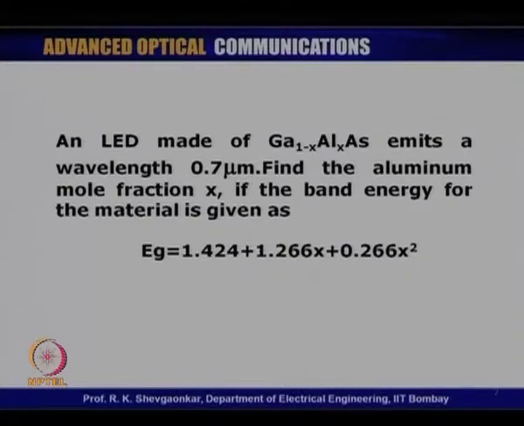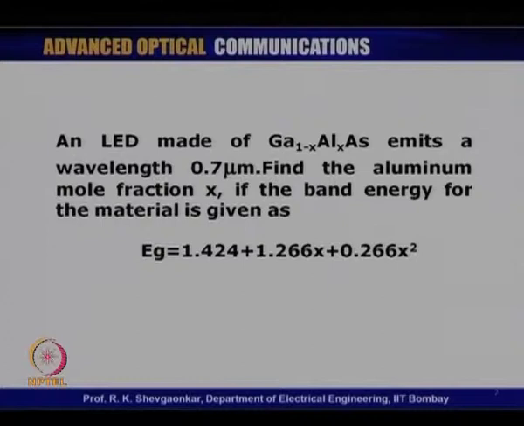The problem says that this material, gallium 1 minus x aluminum x arsenic, emits a wavelength of 0.7 micrometer. Find the aluminum mole fraction x if the band gap energy for the material is given as 1.424 plus 1.266 x plus 0.266 x square. So, this problem is a very simple problem.